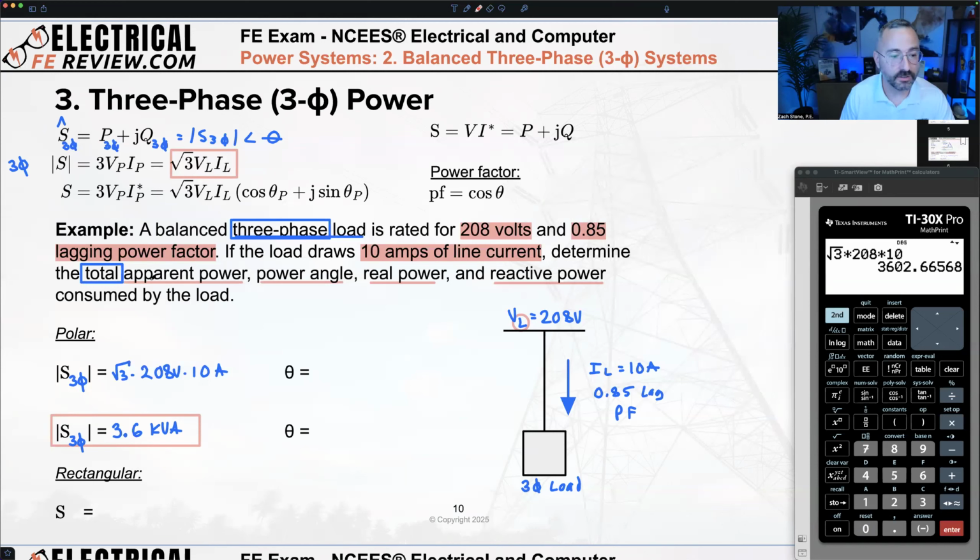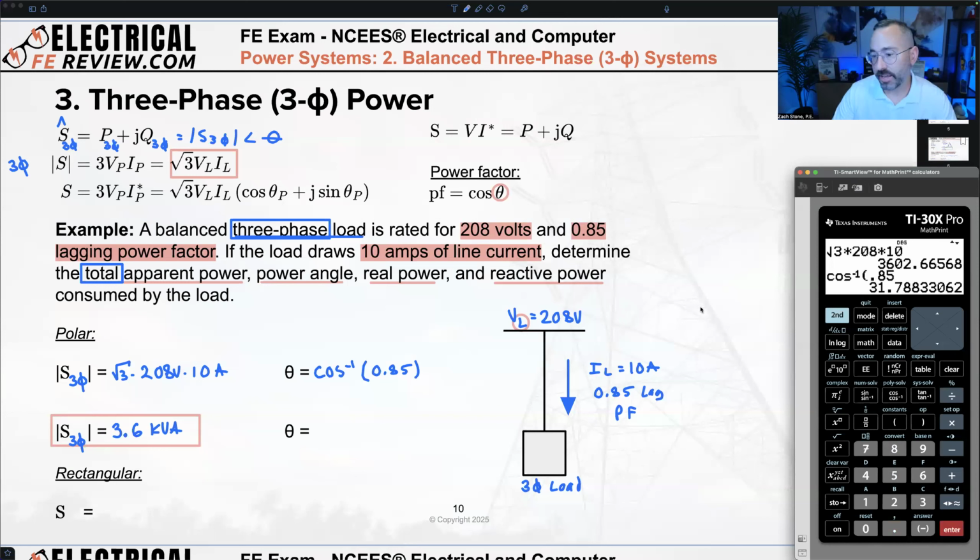All right, I've got the apparent power. So that's the first question. How do I figure out the power angle? Where does the power angle come from? Well, I know the cosine of my power angle equals my power factor. I know the power factor is 0.85 lagging. So how do I solve for the power angle? Well, I can take the inverse cosine of the power factor. Inverse cosine of 0.85. What do we get?